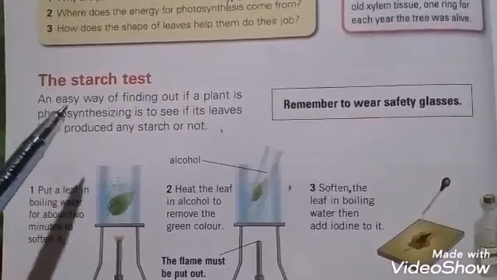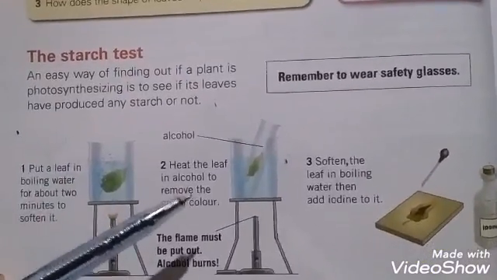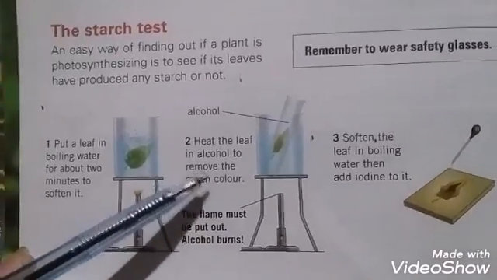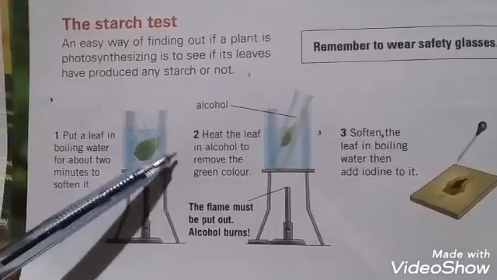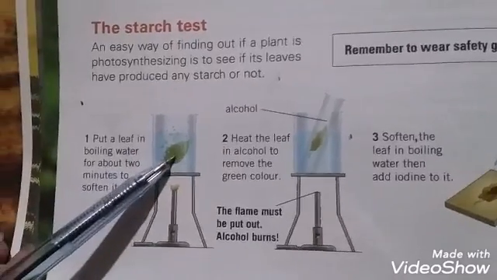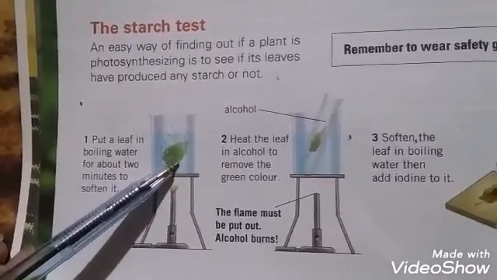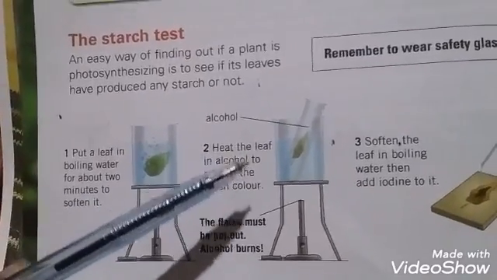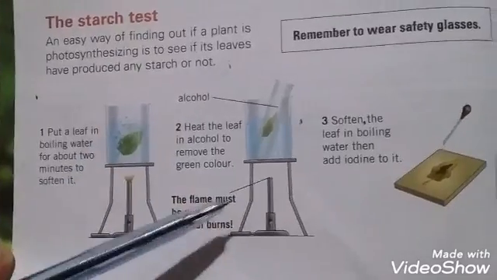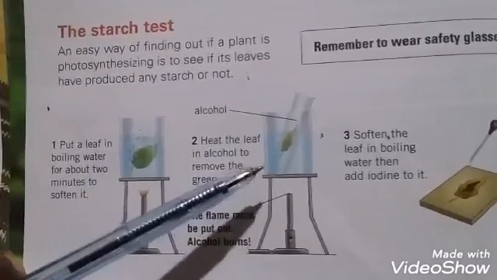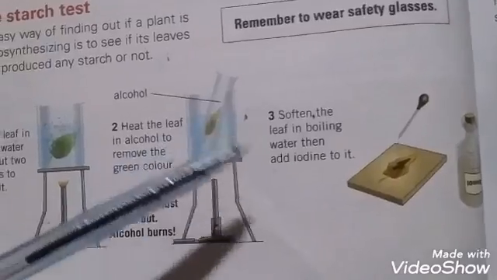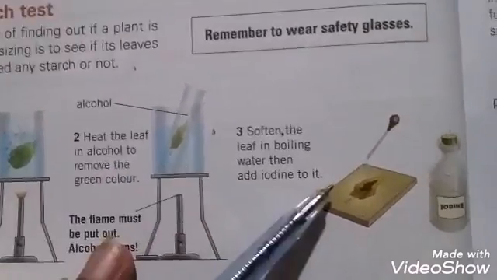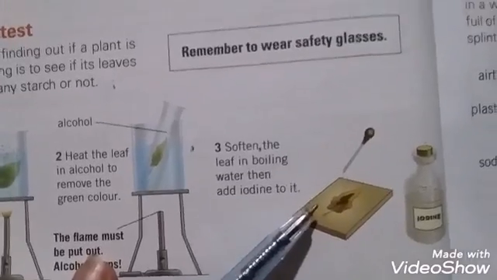Now the next topic, the starch test. An easy way of finding out if a plant is photosynthesizing. To see it, we have to do a starch test. First, put a leaf into boiling water for about 2 minutes to soften it. Then heat the leaf in alcohol for the removal of the color of the leaf. Put out the flame and put a drop of iodine on the leaf and try to see the changes.